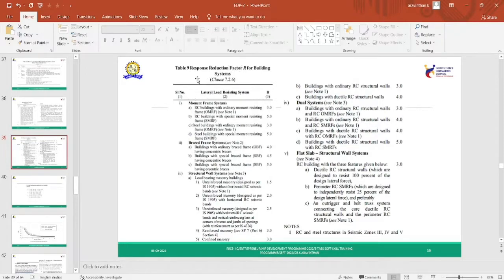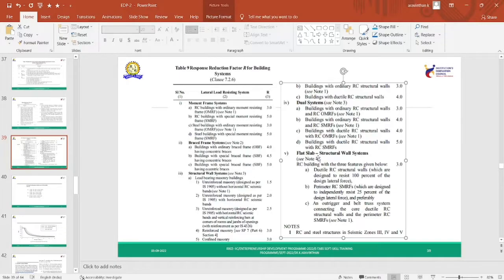Okay, what do you mean by response reduction factor? If you are constructing a moment resisting frame system, you can take an RC building with ordinary moment resisting frame. This is what we are doing now. We can take R as 3. For an RC building with special moment resisting frame, if you are providing joints per Indian Standard 13920, which has a separate code book on how to make a special moment resisting frame, and you follow that, you can use R as 5. The rest of the things we can discuss in future webinars or future classes.